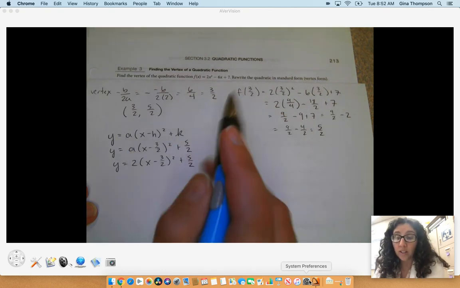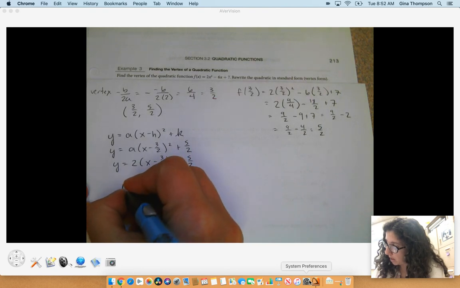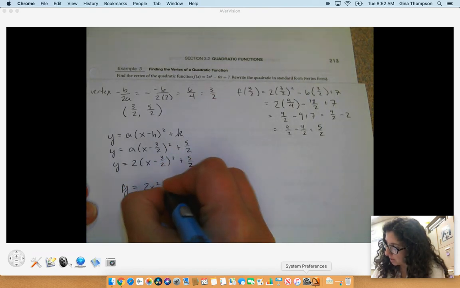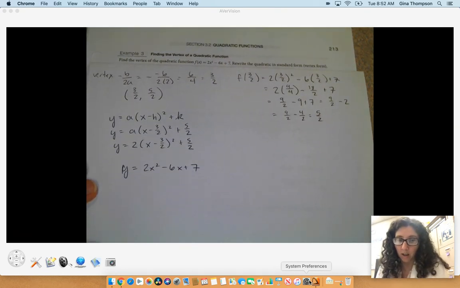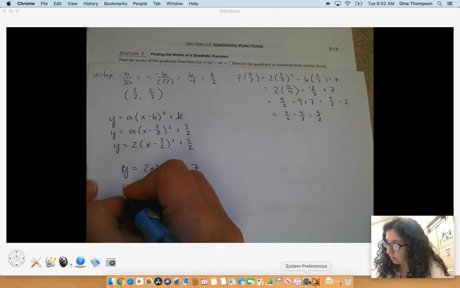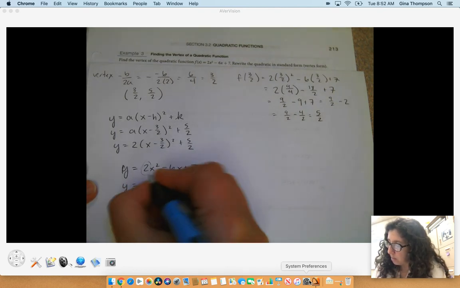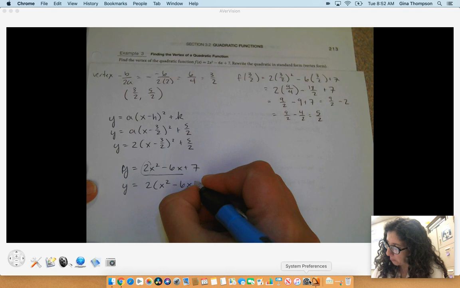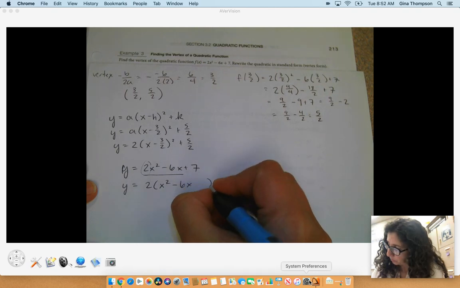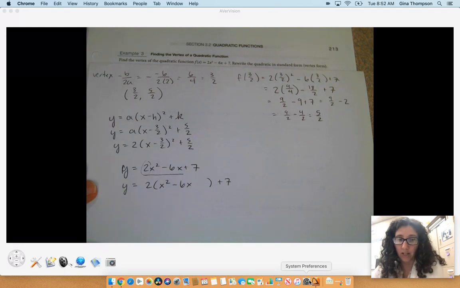Okay, what if we didn't want to find the vertex? Can we just algebraically go right from here, y equals 2x squared minus 6x plus 7, into standard form? Yes, we can. All right, so here's how we can do it. We factor out this number from these first 2 terms. So we write this as 2 times x squared minus 6x plus 7. Okay, and I'm leaving a blank there.